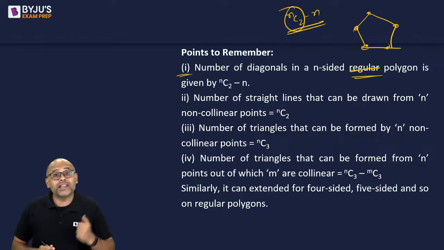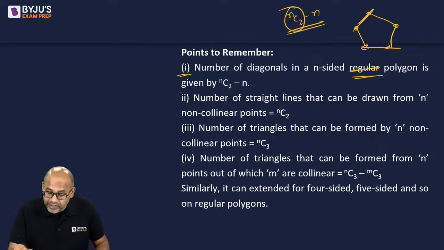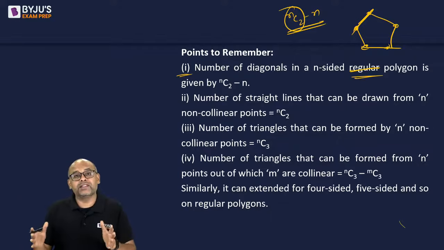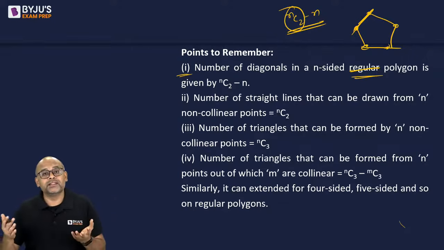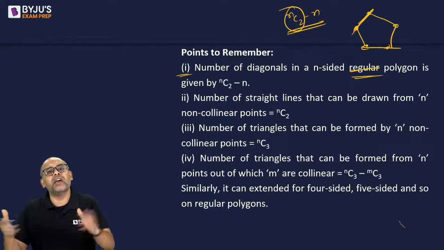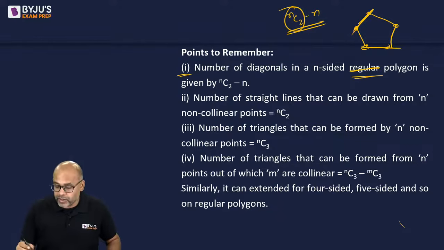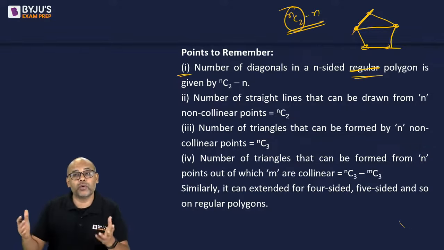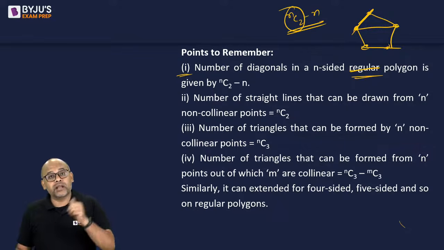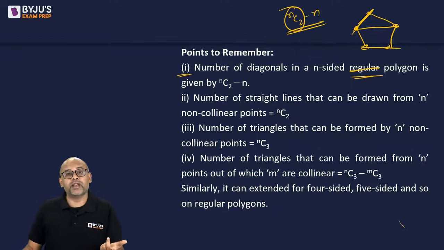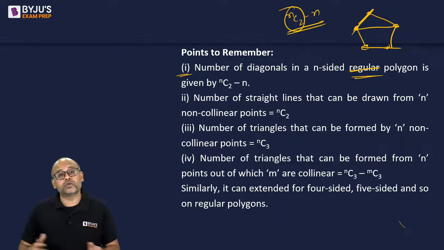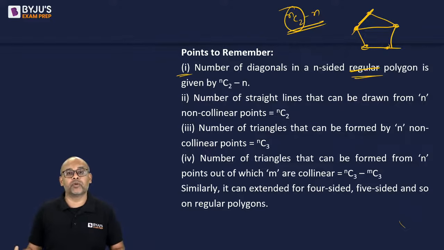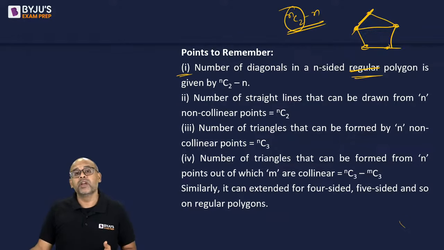But not all lines are diagonals, because there will be some sides also. So subtract the number of sides. So the number of diagonals is nC2 minus the number of sides. Every remaining line is called a diagonal, because the lines are either diagonals or sides. When you take any 2 points from this figure, they will either form a diagonal or form a side. So nC2 is the total number of lines. From that, subtract the number of sides. That is the formula.